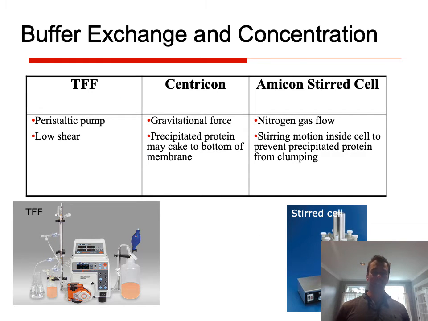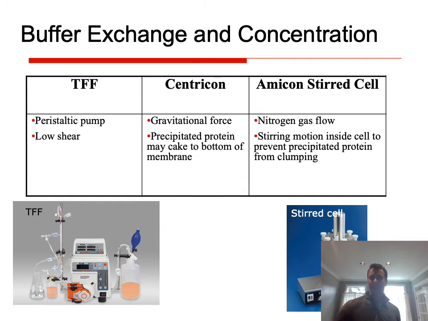First, buffer exchange and concentration. There's a couple of ways to do that. Tangential flow filtration uses a peristaltic pump and has low shear on the protein, so this is a good method to use. You can also use something called a Centricon, which is commercially available and basically uses gravitational force. It spins and concentrates your protein at the same time. You have to be careful here, as you can get some precipitated protein if you concentrate it too much.